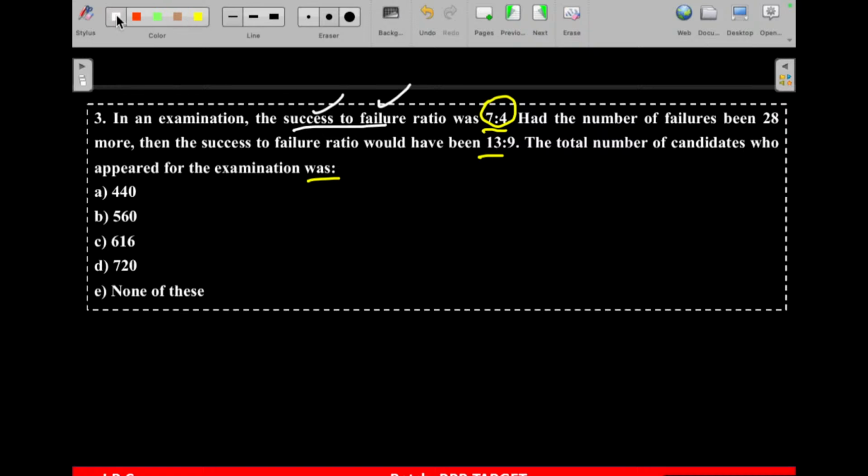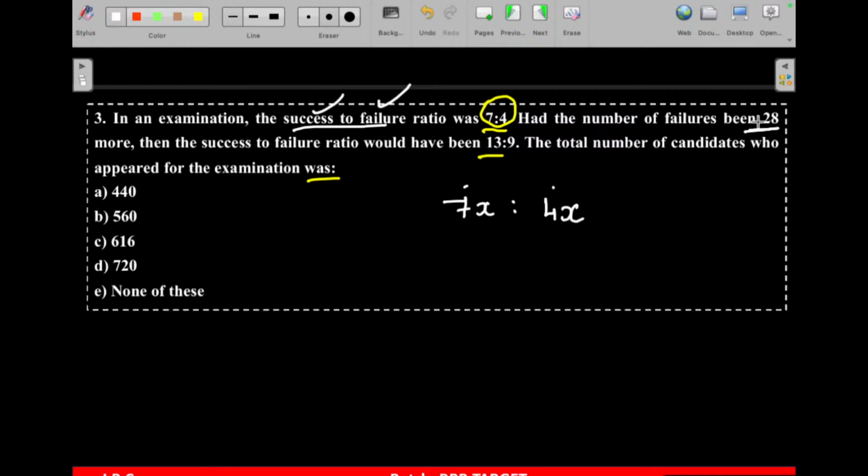So if I solve that equation, tell me this. Very important: at the number of failure being 28, only one number is given. Now see, according to that number we have to write the equation. Initially it is 7x and 4x.